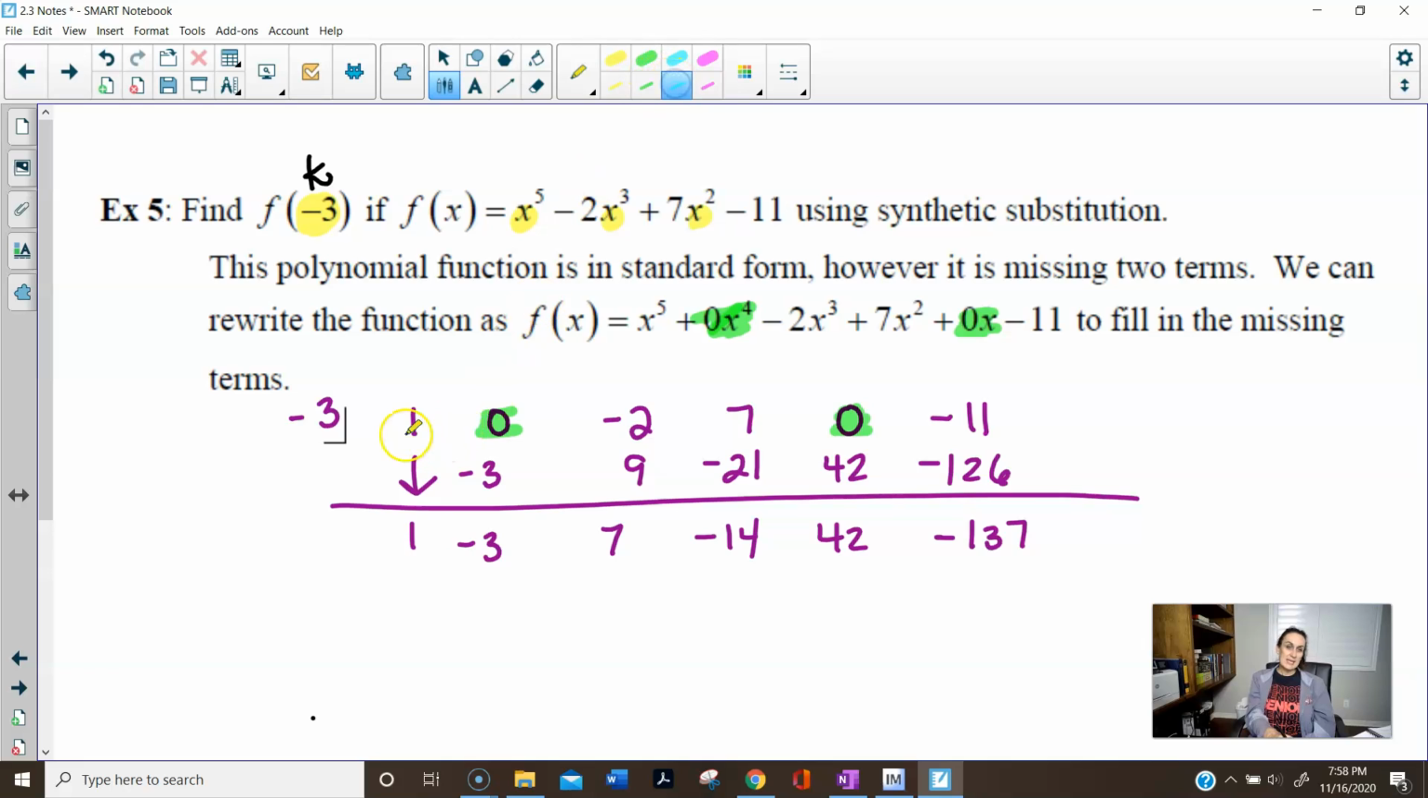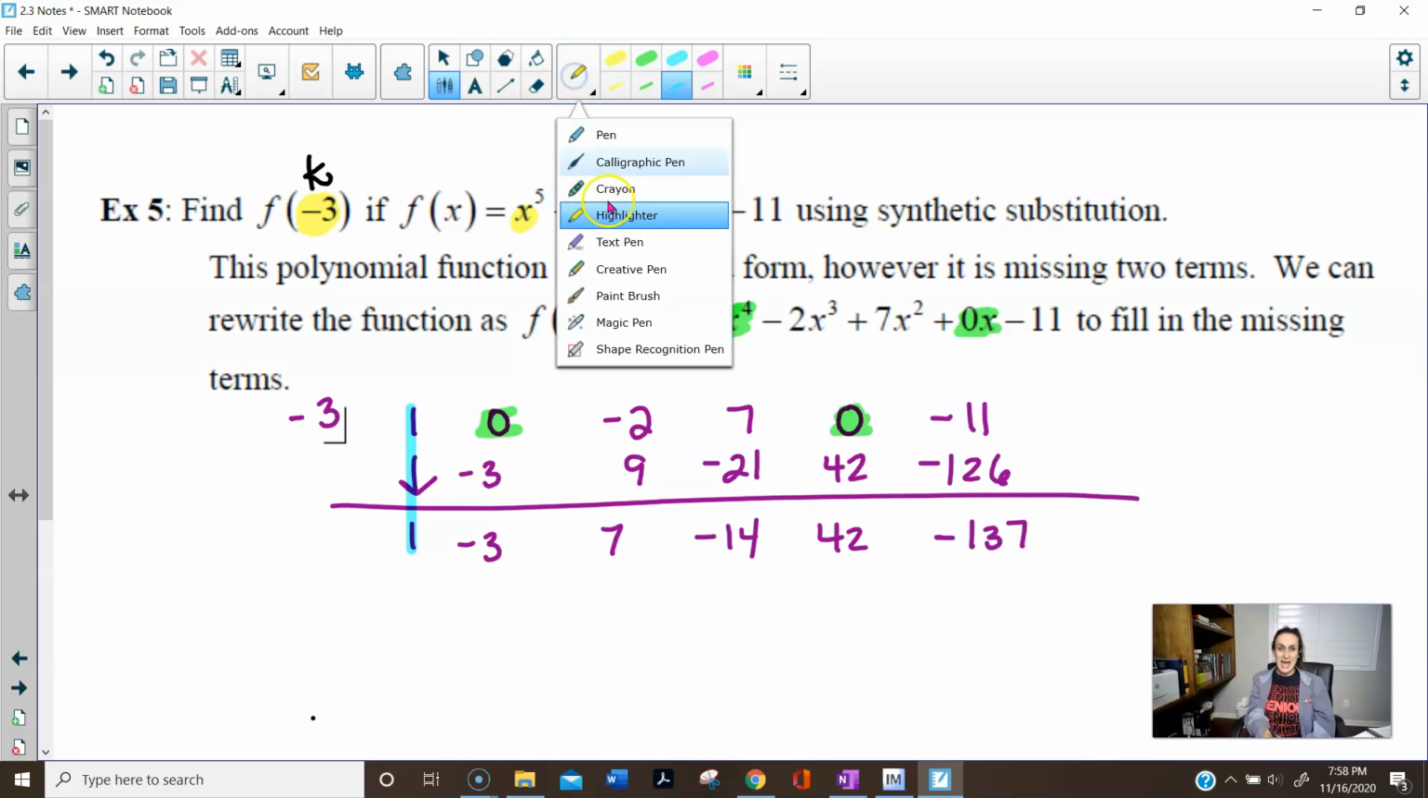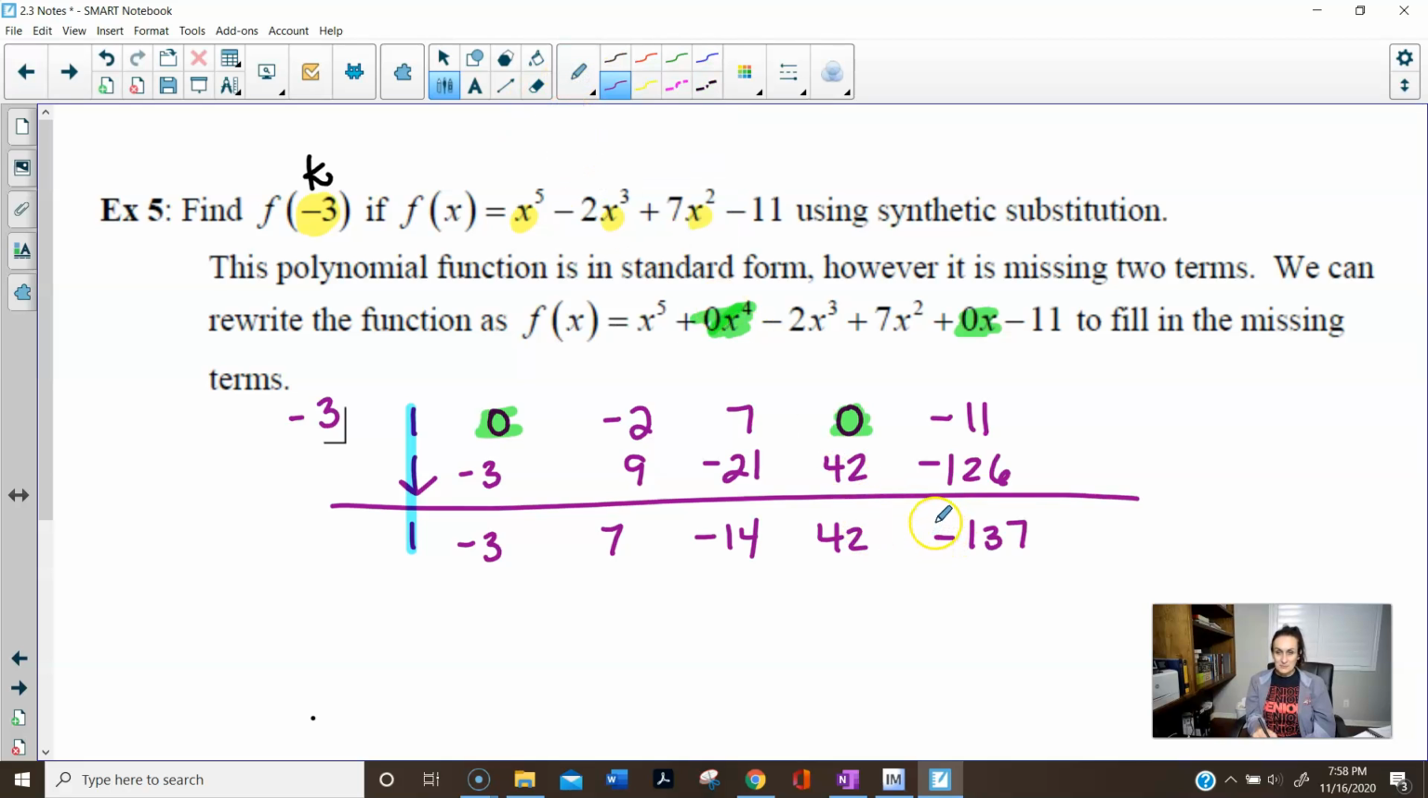Remember that you bring down the first number, and then multiply to the box, write it down, and add. You go through the process, and the last number is going to be -137. So f of -3 is equal to -137.